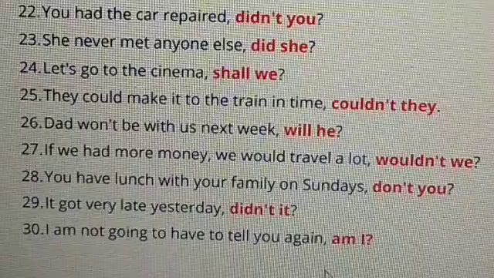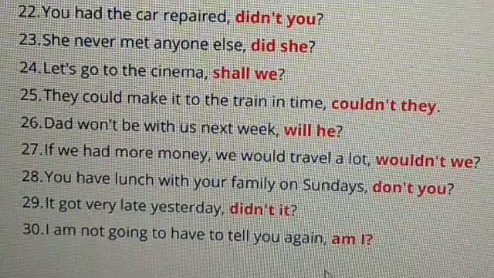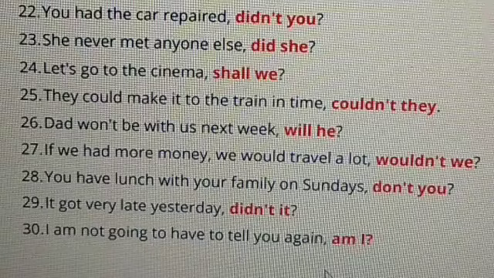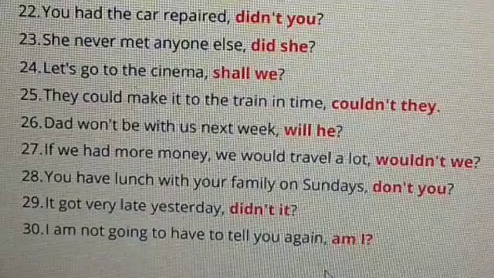28th, you have lunch with your family on Sundays. So, have is the main verb, no? So, we are using don't you. 29th, it got very late yesterday. Got is past tense, we use didn't it. 30th one, I am not going to have to tell you again, am I?